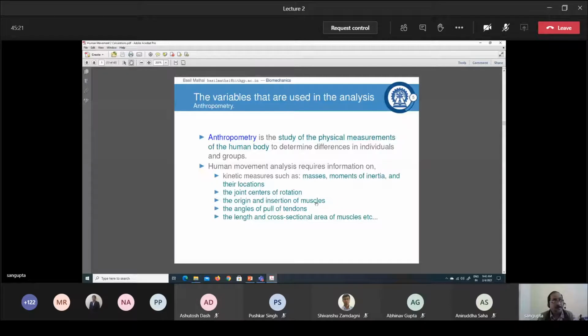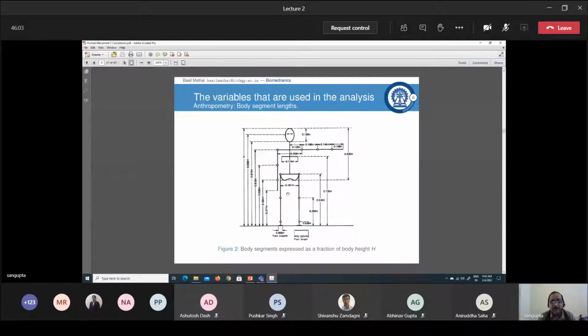That would actually, as I told you earlier, define the muscle lines of force, muscle action. But initially, you need the mass, moment of inertia, joint centers of rotation, all these things. The accuracy of any analysis depends as much on the quality and completeness of the anthropometric measurement as on the kinetic and kinematic ones. So this is what is given already in the book, chapter 4.